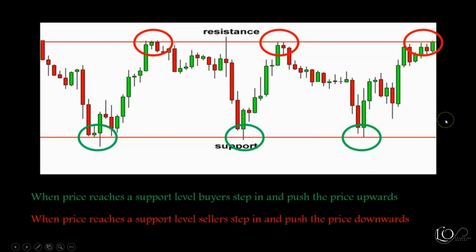Perhaps prices are going to go downwards, way downwards, and you can buy it again and then sell it when it reaches the resistance level. So a very effective and very basic strategy of trading is that you buy low and you sell high.